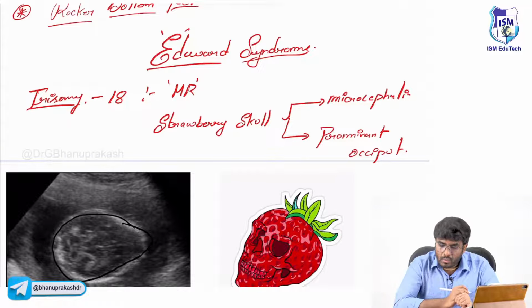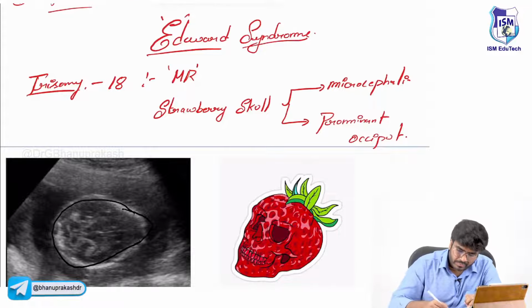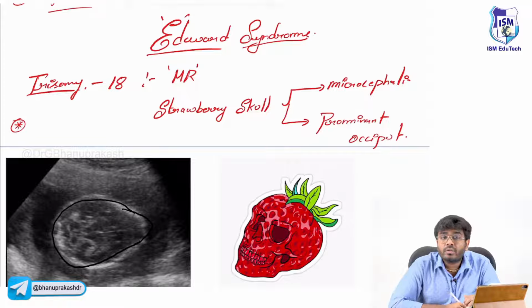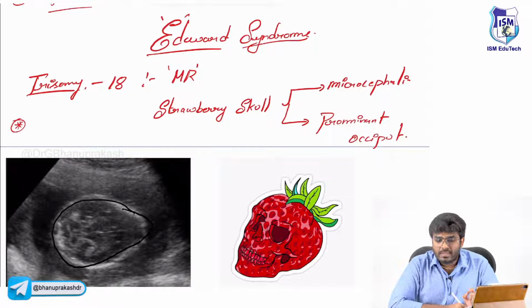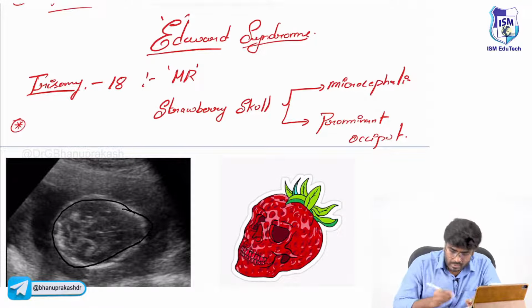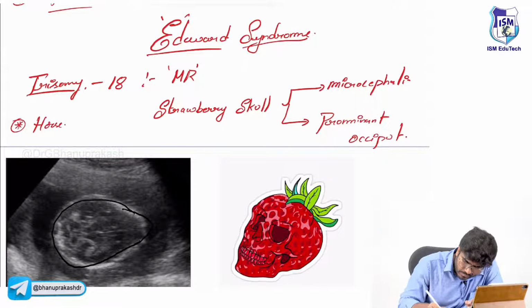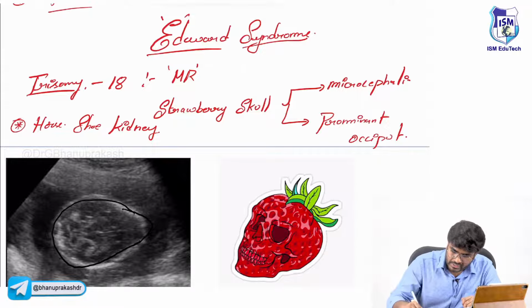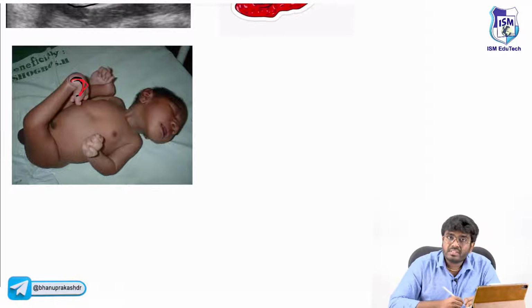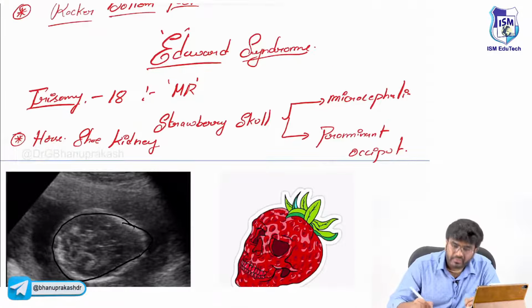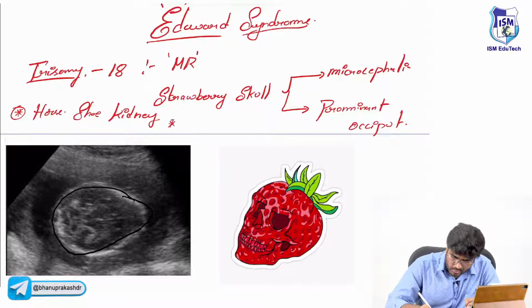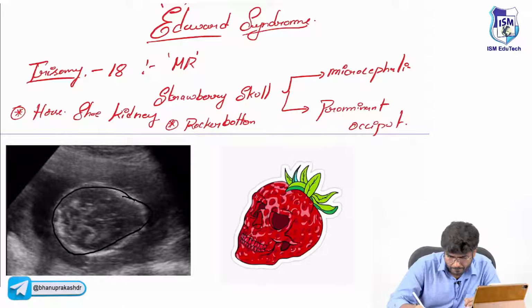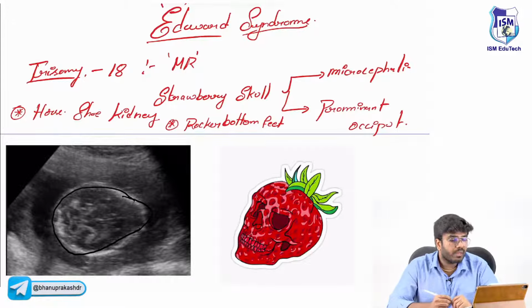Apart from this, what else are the clinical features you should know regarding Edwards syndrome? These patients are going to have a kidney abnormality, a very important MCQ. Edwards syndrome is associated with horseshoe kidney. And if you look at their feet, what is this? This is called rocker bottom feet, rounded feet. Rocker bottom feet are going to be seen.